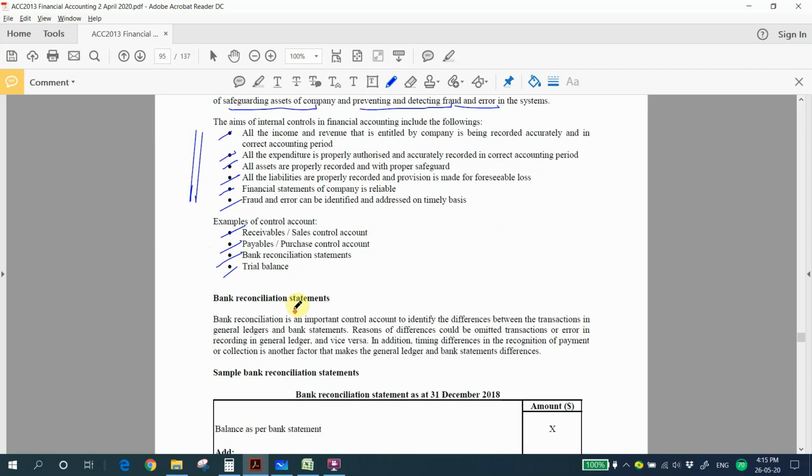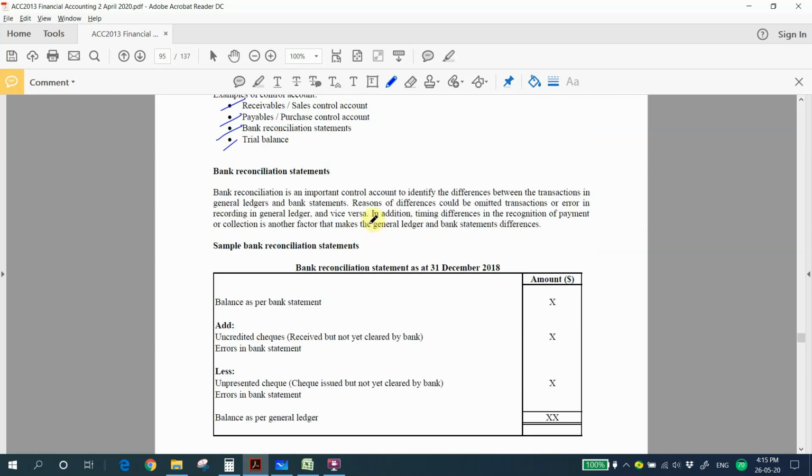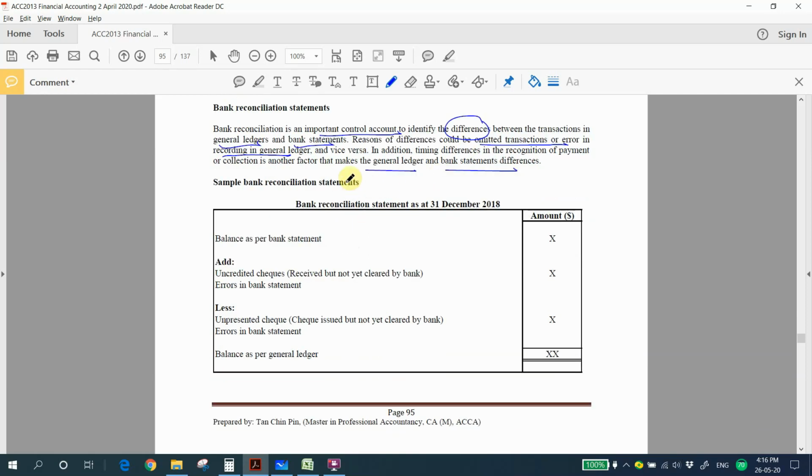Bank reconciliation statement. Bank reconciliation is an important control to identify the difference between the transactions in your ledger and the bank statement. The reason for the difference could be an omitted transaction or an error in the record in the GL, and vice versa. In addition, timing difference in the recognition of payment and collection is another factor that makes the general ledger and bank statement differ. Sample bank reconciliation statement.